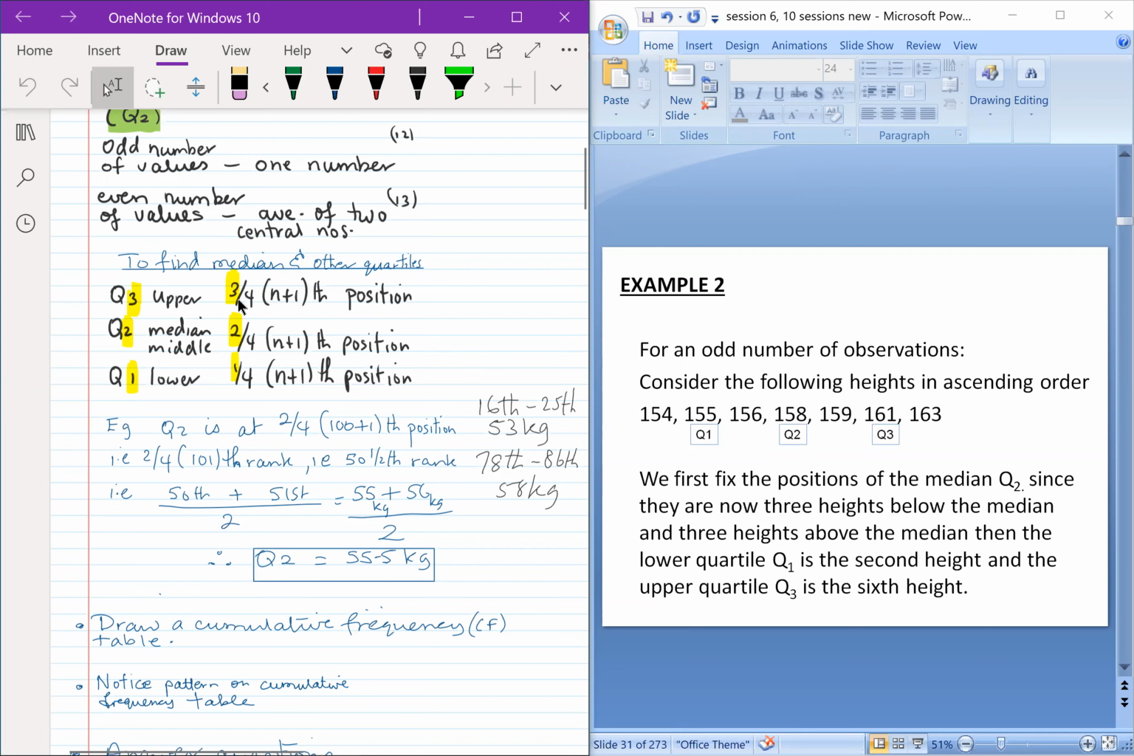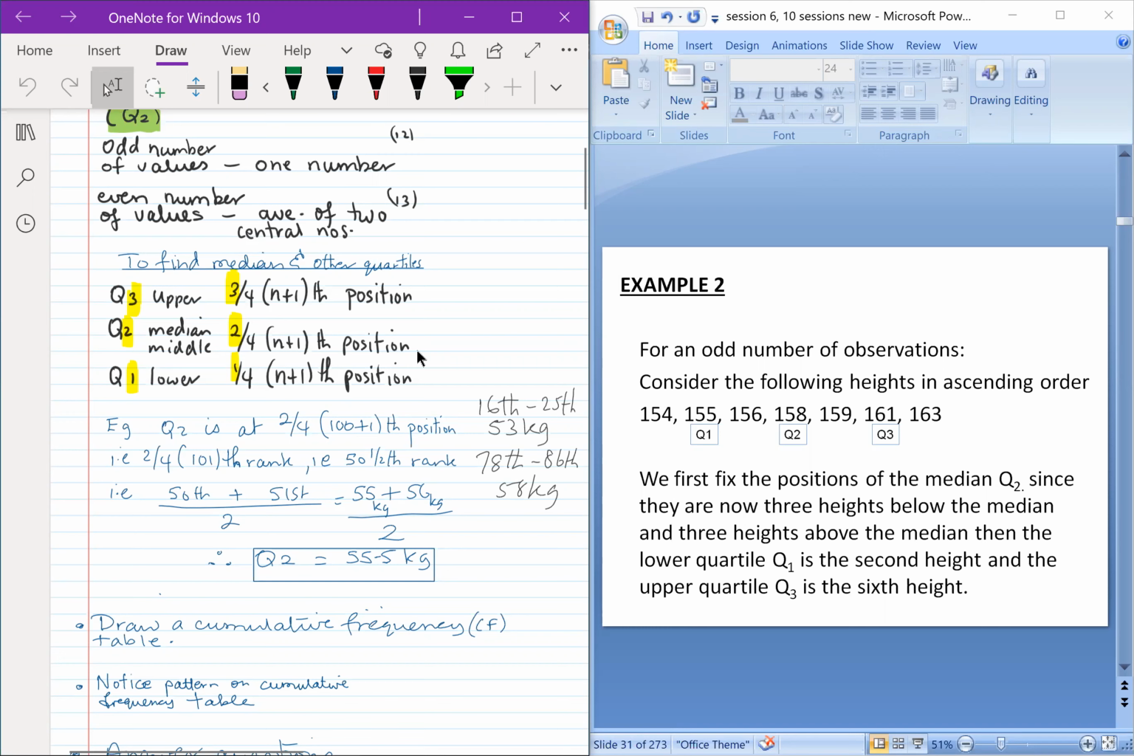Q3 similarly would be located right here. n is 7, so 7 plus 1 is 8. 3/4 of 8: 4 into 8 is 2, 2 times 3 is 6. So it'll be in the sixth position. Let's check the sixth position: 1, 2, 3, 4, 5, 6. Q3 is located there. So very simply, we would have been able to get that as well. I'm just showing you that these work very well to locate them.